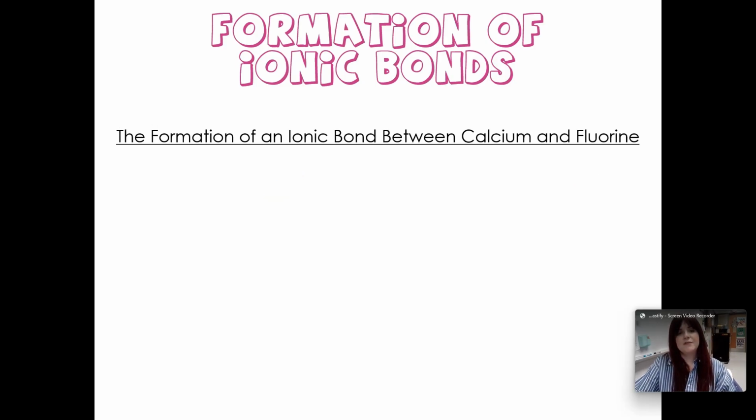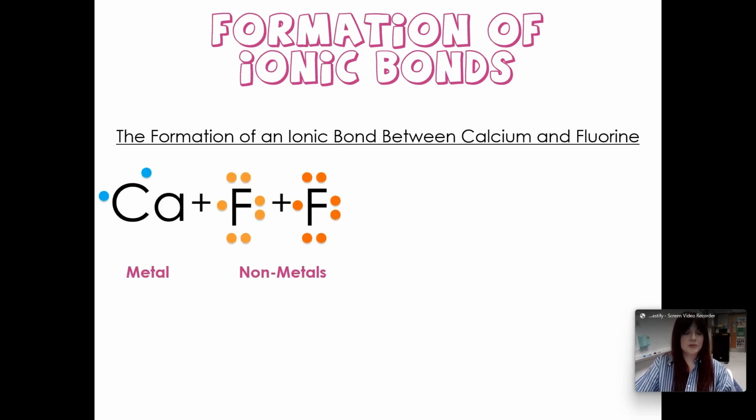So I have the formation of an ionic bond between calcium and fluorine. So it'll give it away here, right? I got 2 fluorines that are listed. Calcium is your metal, 2 valence electrons. And in this case, I have 2 fluorines, each with 7 valence electrons. So we see those 7 electrons represented there in different colors.